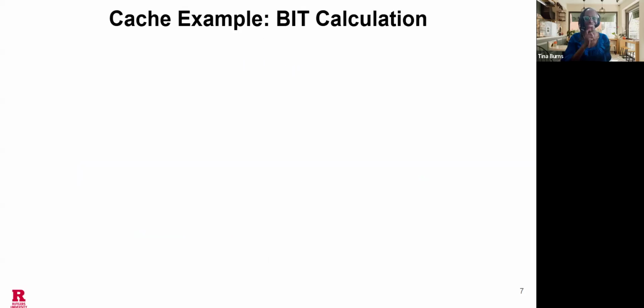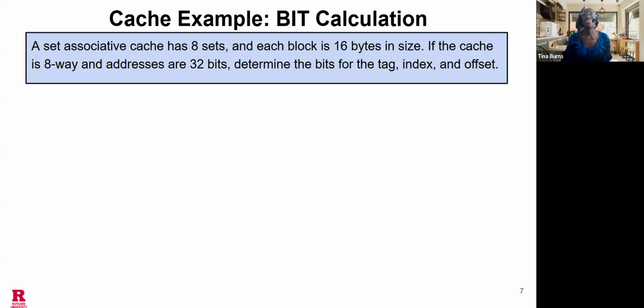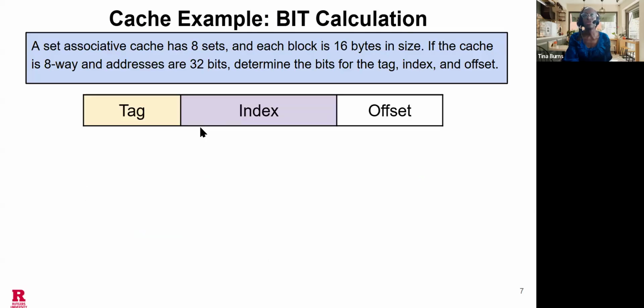All right, now let's look at some examples. Let's say we have a set associative cache with 8 sets. Keep that in mind when it tells you this information. It has 8 sets total, and each block is 16 bytes, and the cache is an 8-way cache. And the addresses are 32 bits. Determine the bits for the tag, index, and offset.